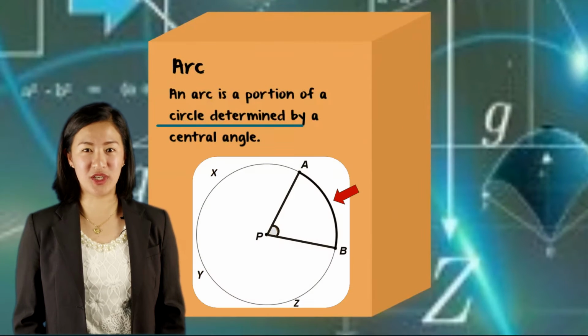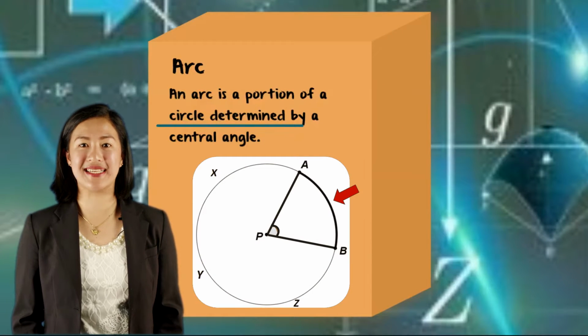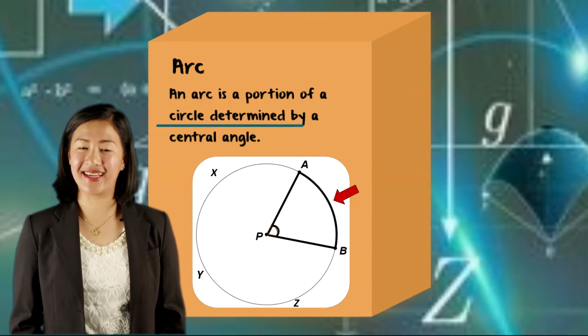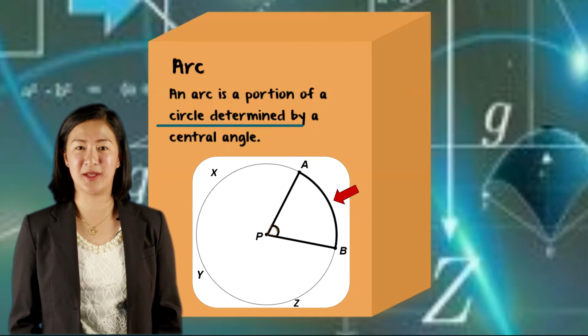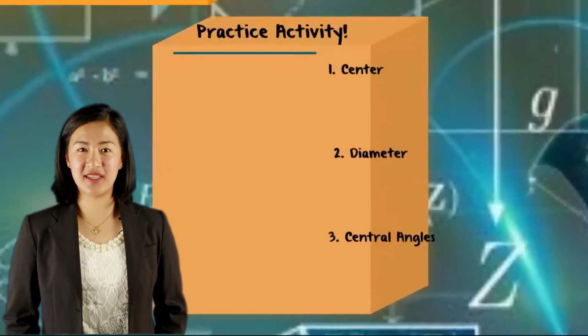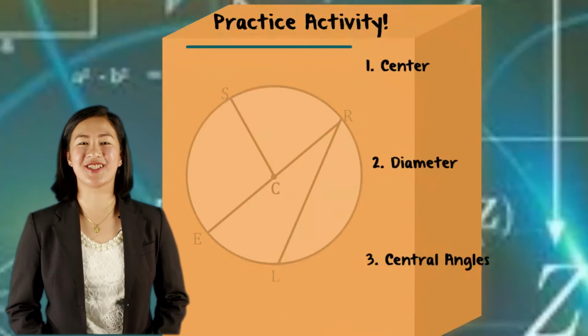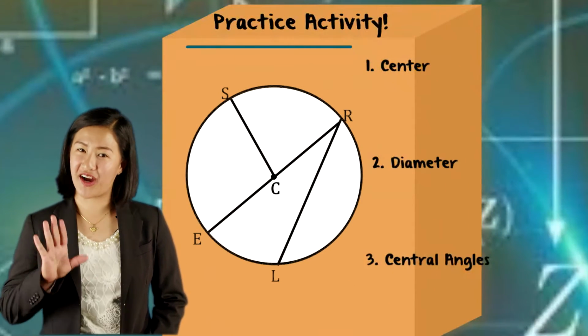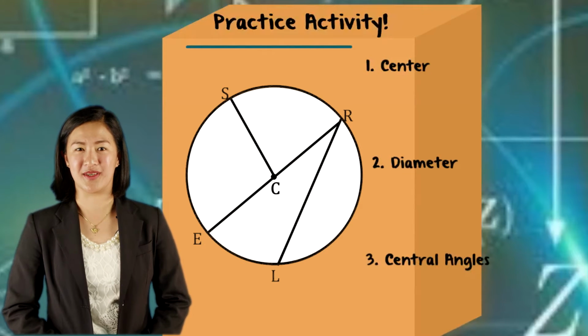An arc is a portion of a circle determined by a central angle. Arc AB is an arc of circle P. Let's try to name the parts of the circle from this illustration. You are given 5 seconds to think of an answer.